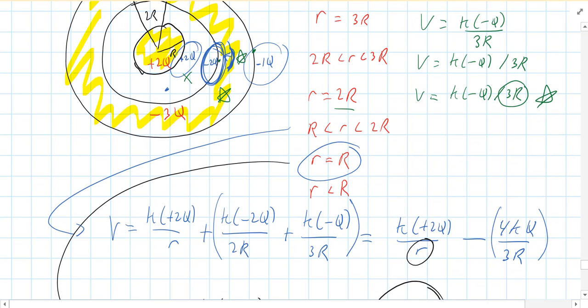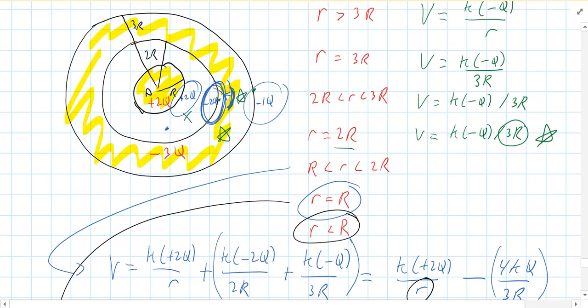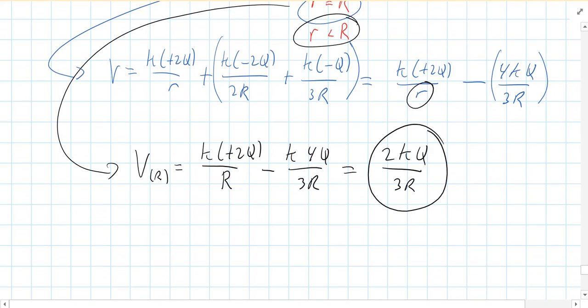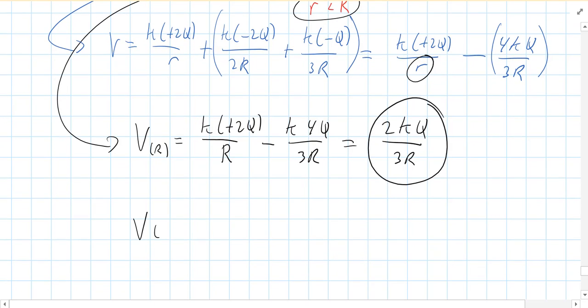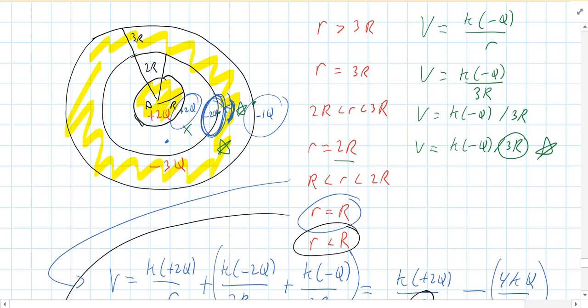And the cool part is, what about when you're inside of this ball? What about this last one here, r less than R? Okay, well, there is no electric field inside of here. So your voltage doesn't change. So the voltage at r less than R is this same value. It doesn't change at all, okay? So there's how you find voltage for concentric conductors, okay?